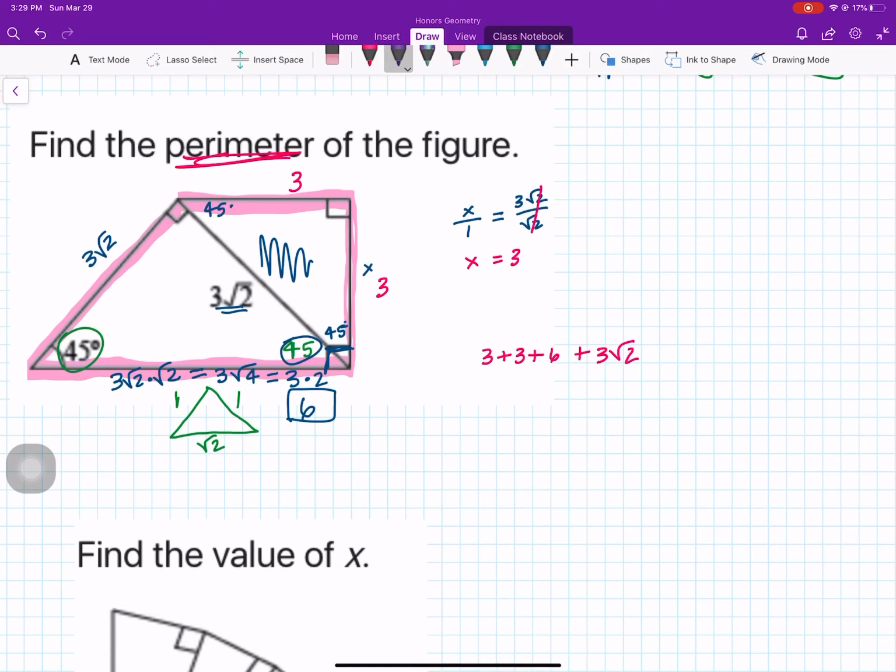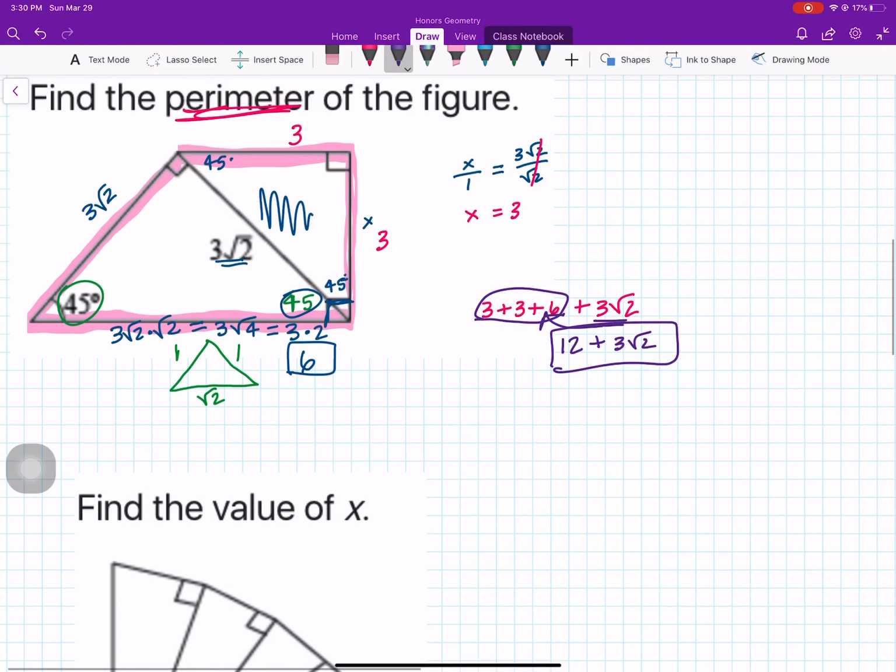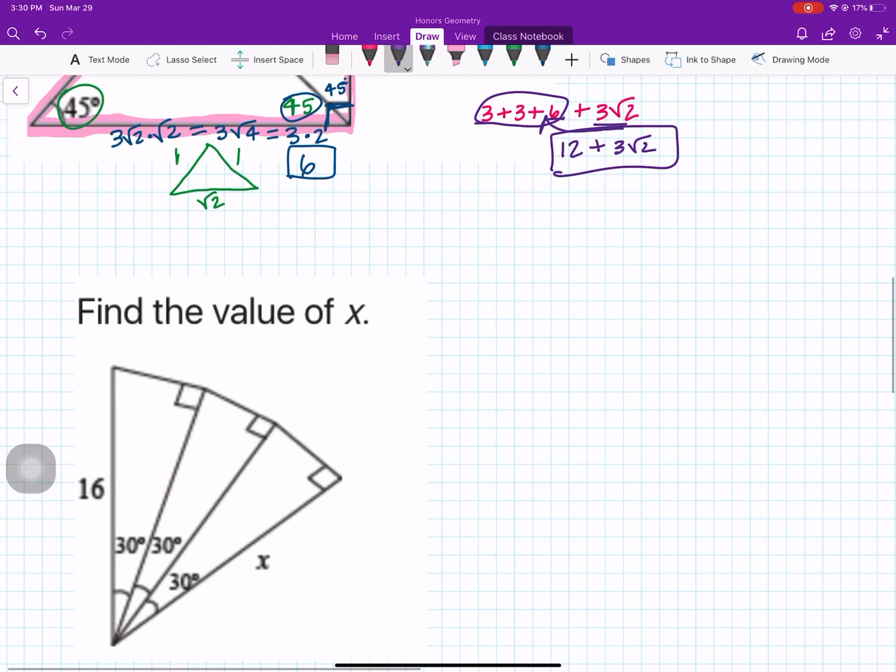And be careful, you can add these 3. 3 plus 3 plus 6, that's 12. But you cannot combine the 3 root 2 with the 12. Those are different types of numbers, so you just stop here. 12 plus 3 root 2. We're not looking for decimal approximations, so we stop.